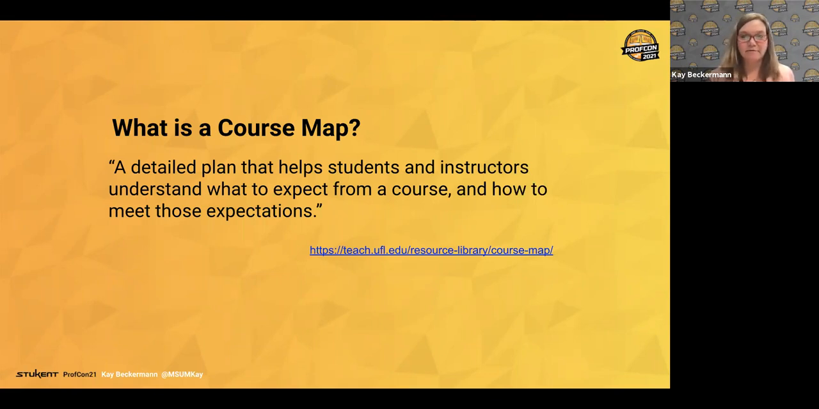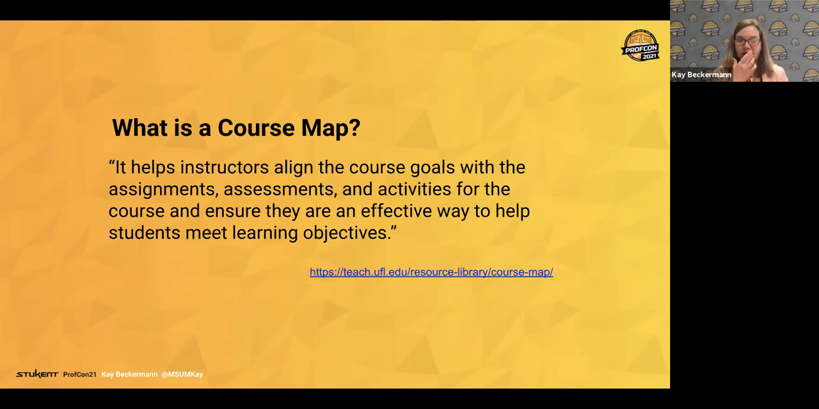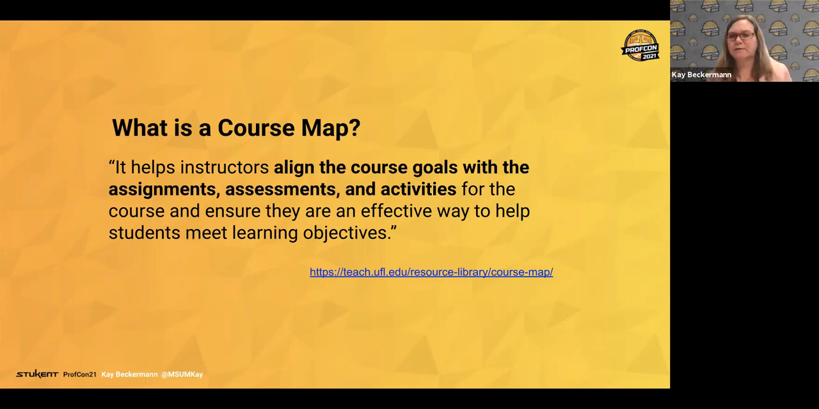And similarly, also from the University of Florida, it helps instructors align the course goals with the assignments, assessments, and activities for the course, and ensure they are an effective way to help students meet learning objectives. The bolded part is what I want to pay attention to. You are aligning the course goals with the assessments, assignments, and activities.